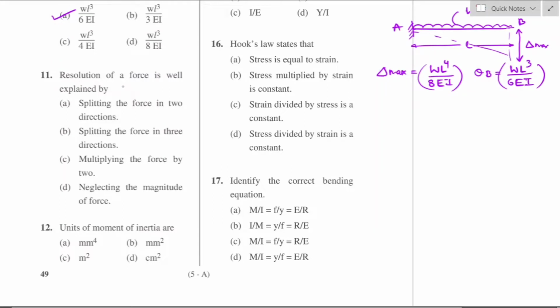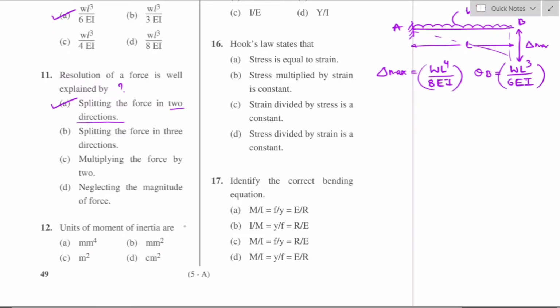Question number 11. A resolution of a force is well explained by: when a force is resolved into two parts along two mutually perpendicular directions without changing its effect on the body, the parts along those directions are called resolved parts, and the process is called resolution of forces. So basically the resolution of force is explained by splitting the force in two directions. So the right answer is option A.